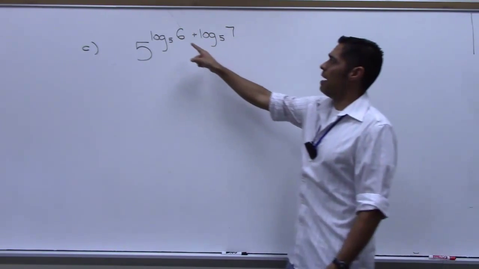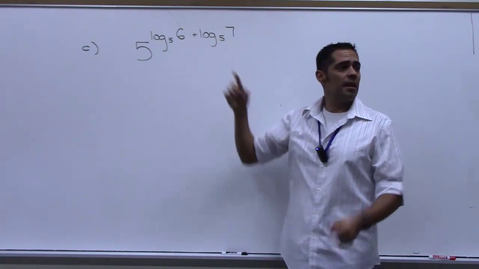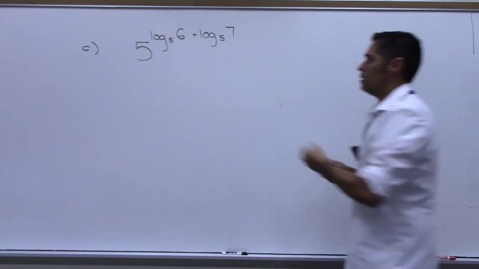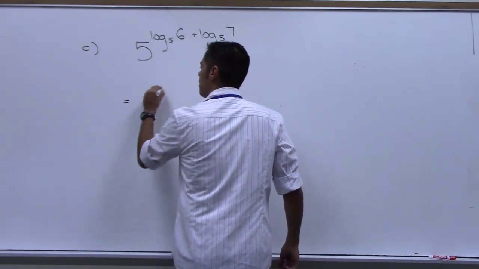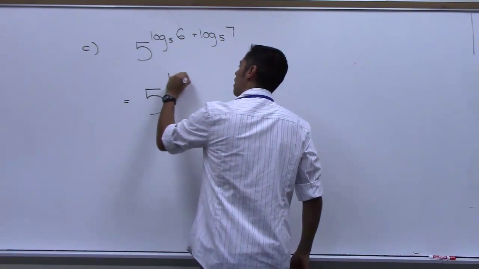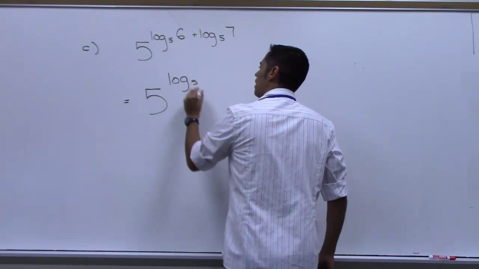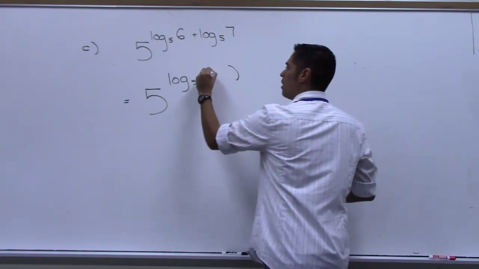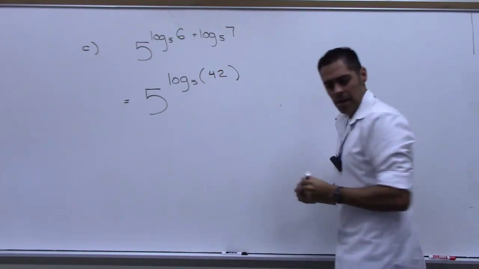Okay, so you're seeing that I have 2 logs, right? And they're added together, so I could push those together. Does everyone agree with that? So this is equal to 5, a single log now, right? Log base 5. And then what goes in that log? 6 times 7, which is 42. Everyone see that? What property was that, Nathan?